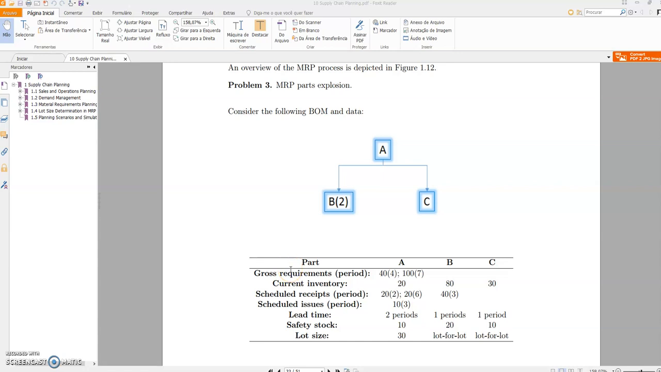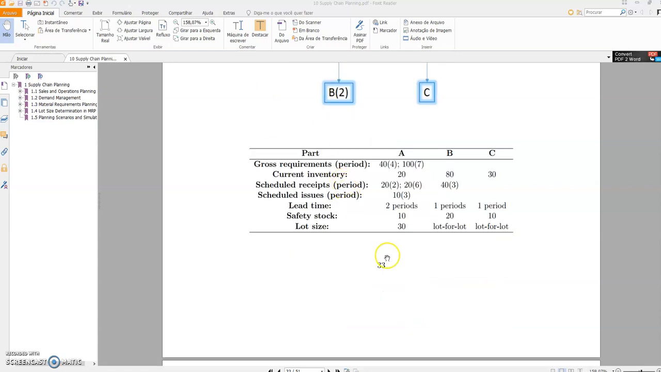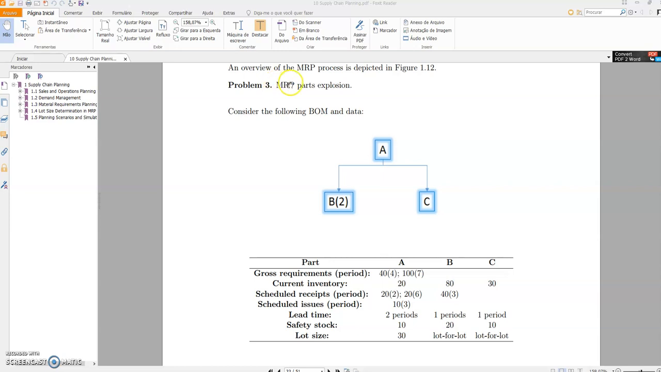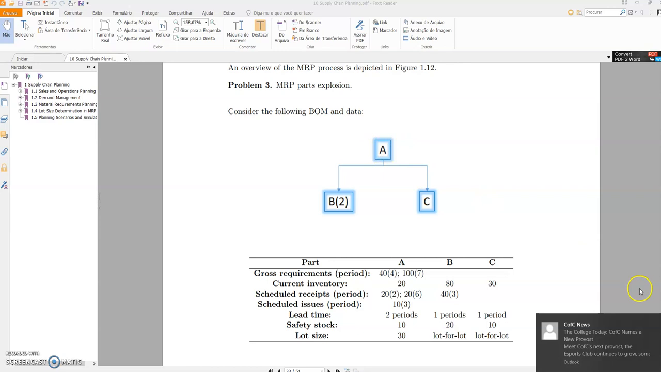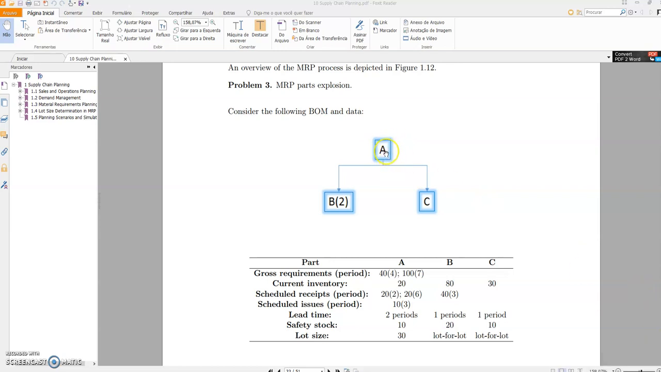Hi, this video is to show you how to work on problem 3 on page 33 about the MRP parts explosion. We're going to use this example, and this is the bill of materials for one product, product A, that is composed of parts B and C. We're going to work only on the higher level in the problems, only the finished products, in this case, product or part A.